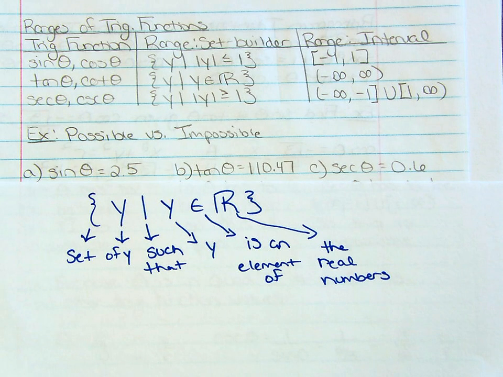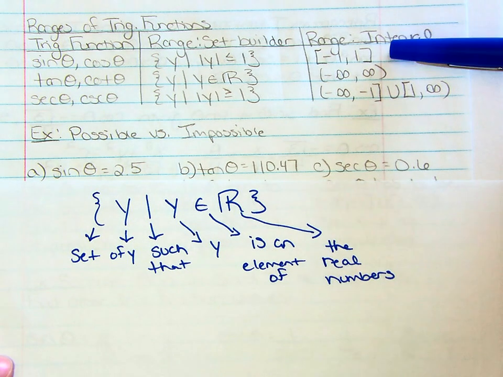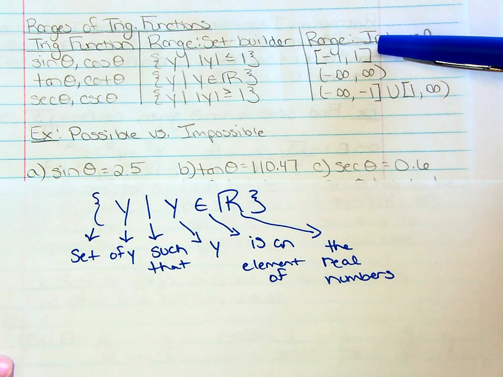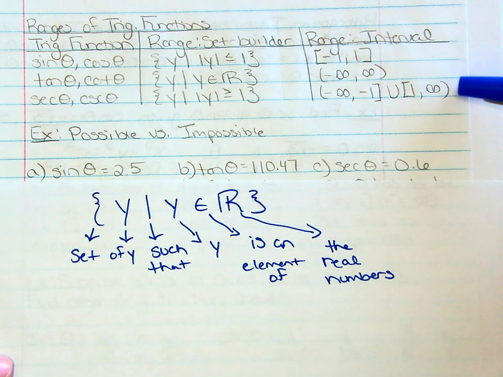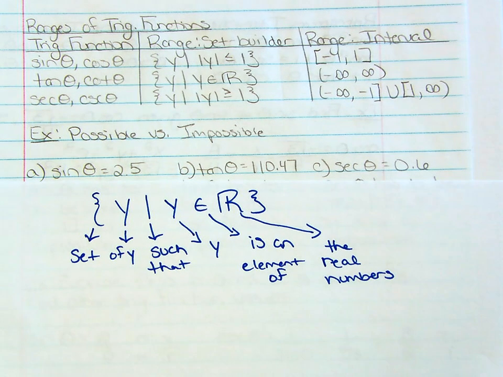What's kind of neat about all of this is if we take the range for our sine and cosines and we join it, like if we unioned it with our range from secants and cosecants, we would actually get the range for tangent and cotangents. So it's kind of neat that it all pairs up there.